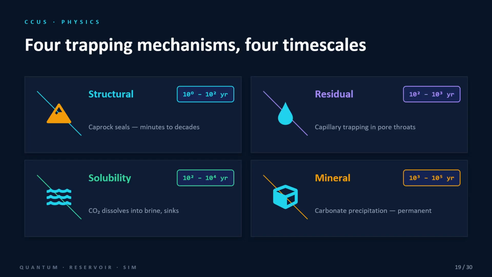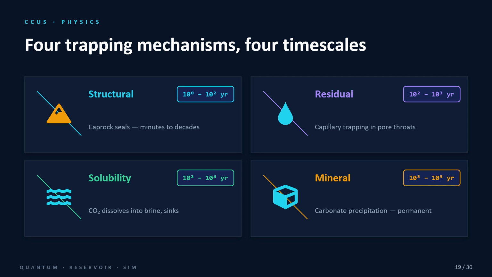From mechanisms to timescales, CO2 storage security depends on several trapping mechanisms. The first is structural trapping. This occurs when CO2 is physically trapped beneath an impermeable caprock. It is the dominant mechanism in the early stage. The second is residual trapping. As CO2 migrates and brine re-enters the pore space, some CO2 becomes trapped as disconnected droplets. This reduces mobility and increases security. The third is solubility trapping. CO2 dissolves into brine over time. Dissolved CO2 is less buoyant and therefore less likely to migrate upward.